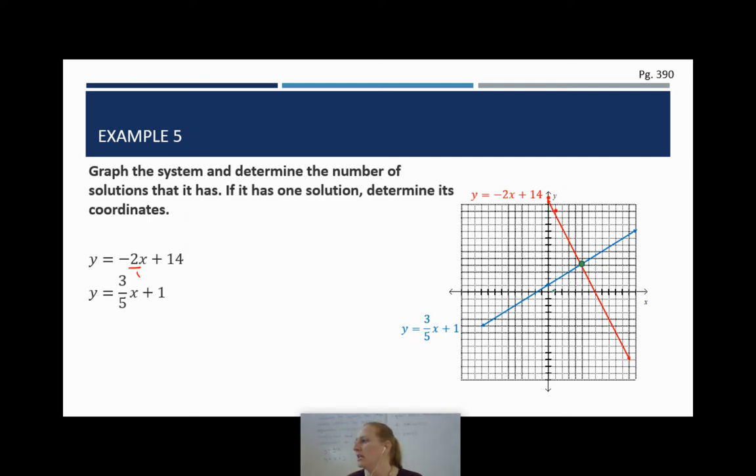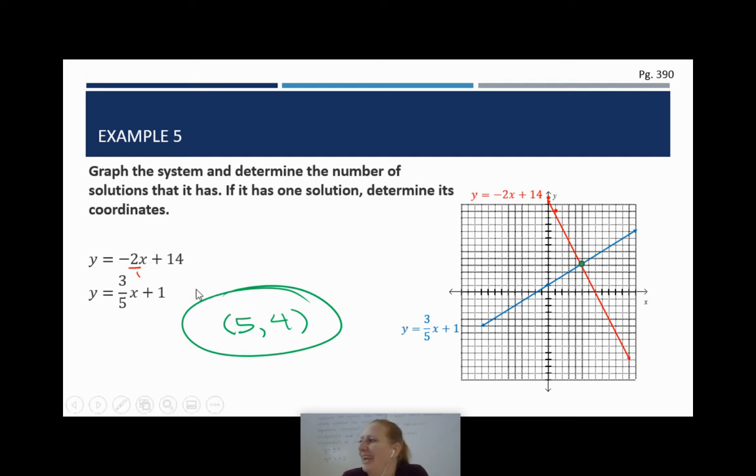So if I'm looking at this, it looks like I have to go over 1, 2, 3, 4, 5. So my x coordinate is 5. And then from here, 1, 2, 3, 4 units up. So it looks like my solution is 5, -4. Yay! Good job, us. We just solved the system of equations.